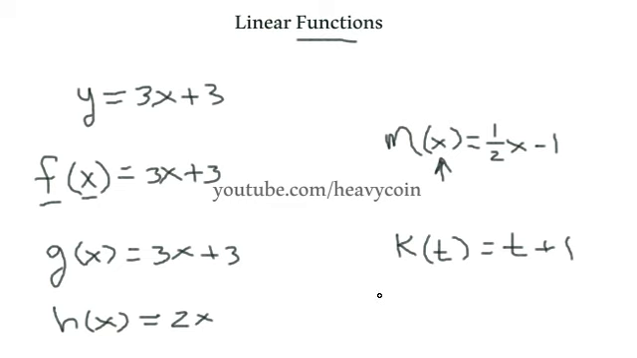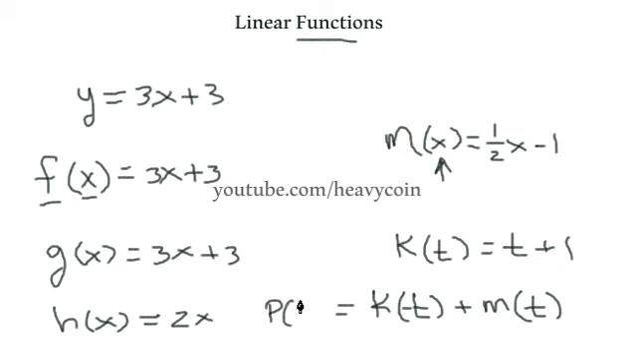Let's see. We can add functions. I don't know, should I even talk about this? If I said k of t and m of t, we can add our functions together and get a new function. We'll call it p of t.